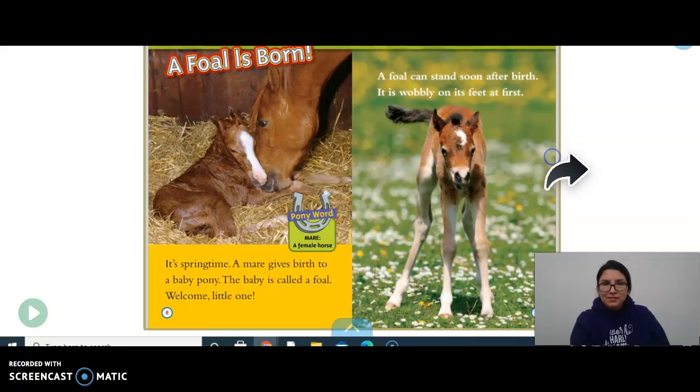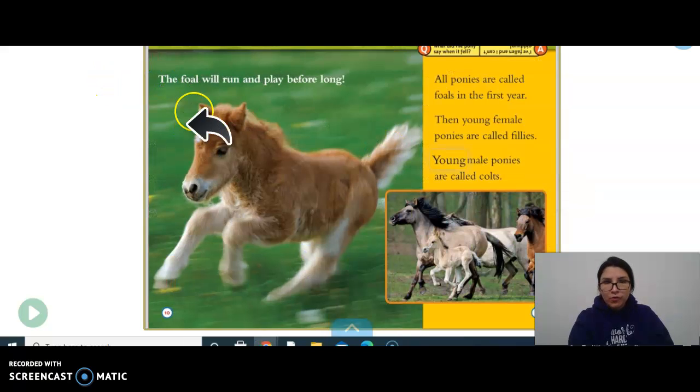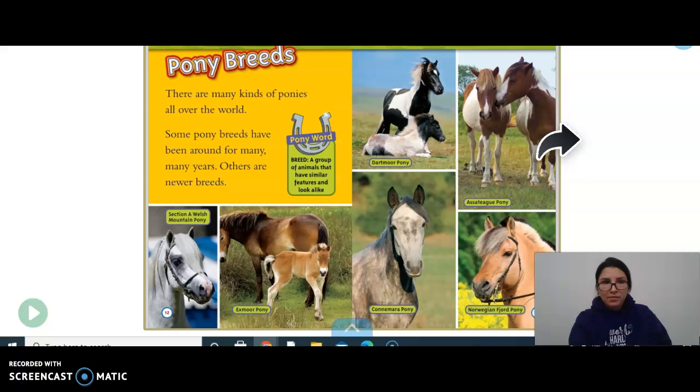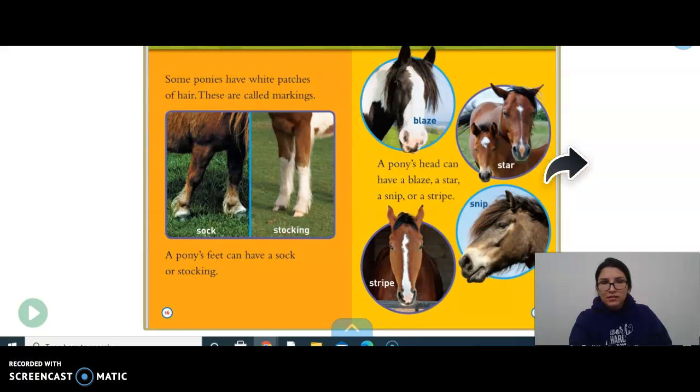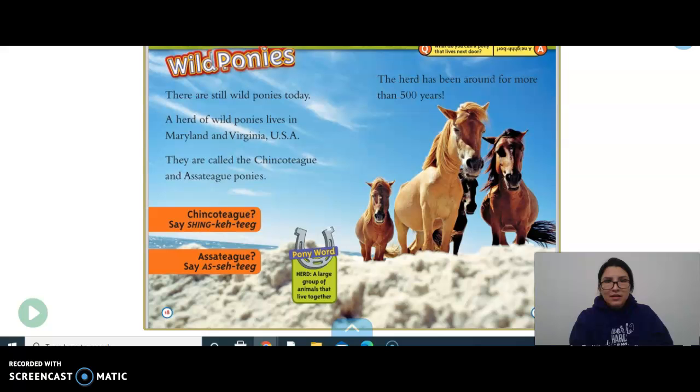Ponies. Right here it says a foal is born. Foal is a baby horse, by the way, which can also mean pony. Right here, all ponies are called foals in the first year. So they mean the same thing. Pony. A bunch of pictures of ponies. Colors and markings. Ponies.